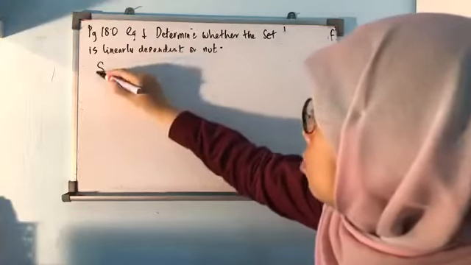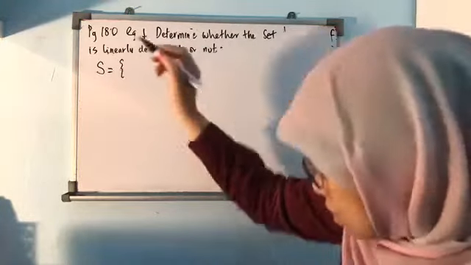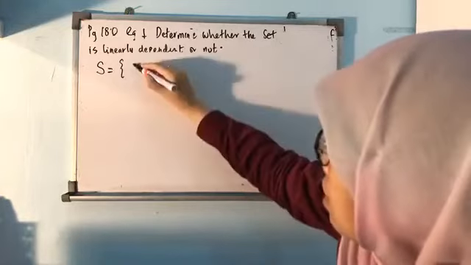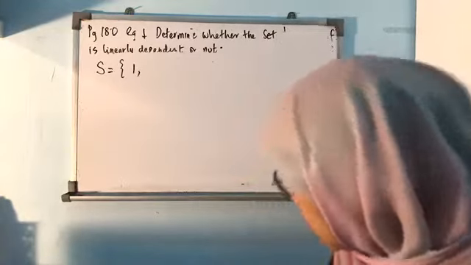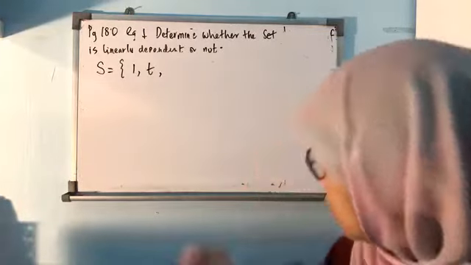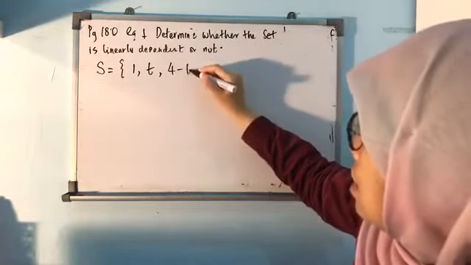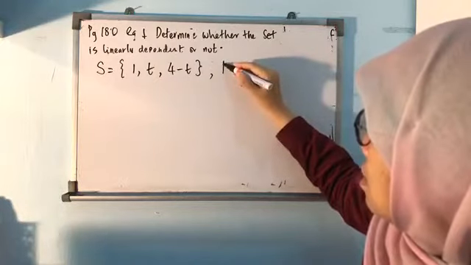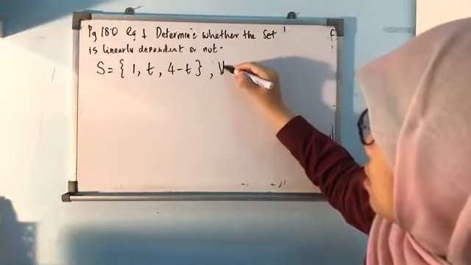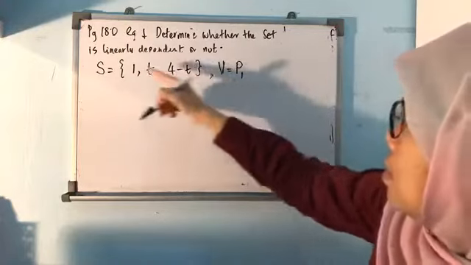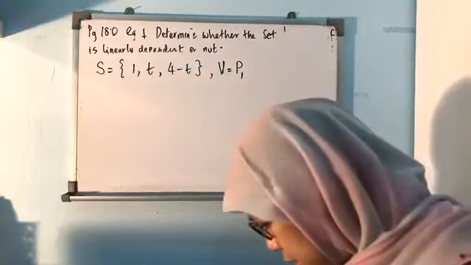Now this is polynomial. I just put the polynomial inside S. The first one is 1. The second one is t. The third one is 4 minus t. Okay. And V is P1, right? Because the highest order is 1.